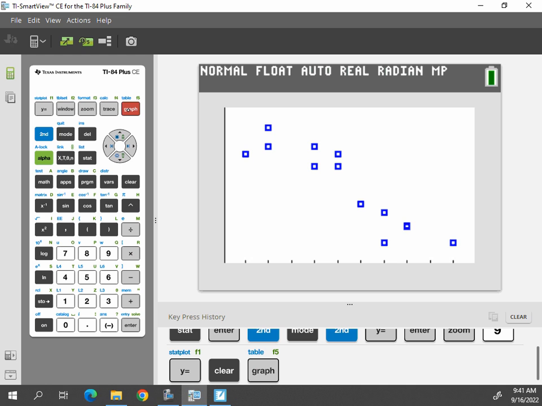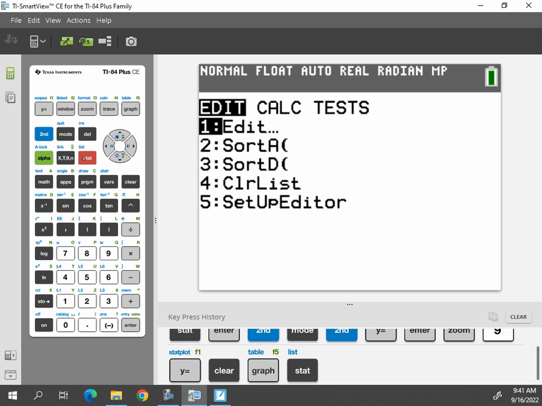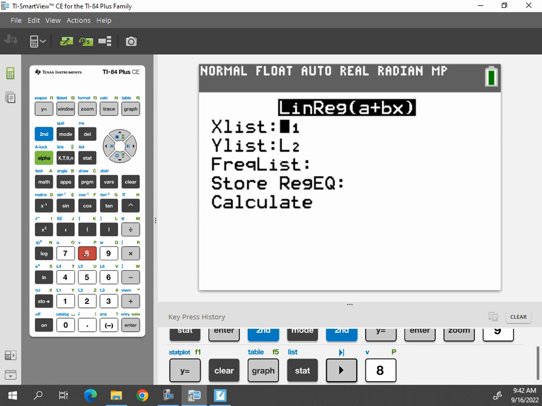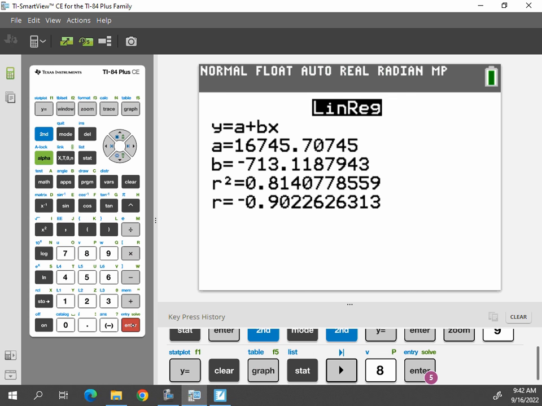It doesn't look like we have any outliers here, so it is safe to calculate correlation. It's also safe to do linear regression and write a linear model for our relationship between age and price. We do that by hitting stat, and we are going to calculate. The same way we found the correlation, we're going to use option 8, linear regression. Tell it the appropriate lists, and we can calculate. There again, we get our correlation. It should be negative, -0.9. Pretty strong, pretty close to -1.